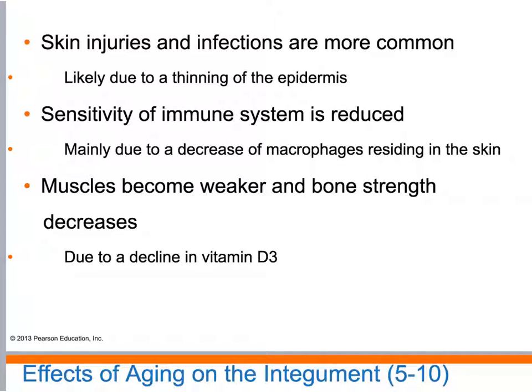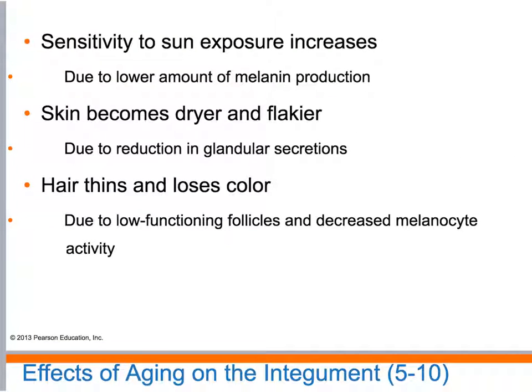Now, the effects of aging on the integumentary system. Number one, skin injuries and infections are more common. The sensitivity of the immune system is reduced, again, due to the aging process and the decrease of macrophages. The muscles become weaker and the bone strength decreases, and that's usually due to the decline of vitamin D3. There's also an increased sensitivity to sun exposure, and that's due to a lower amount of melanin production. The skin becomes drier and flakier, and that's due to a reduction in glandular secretions.